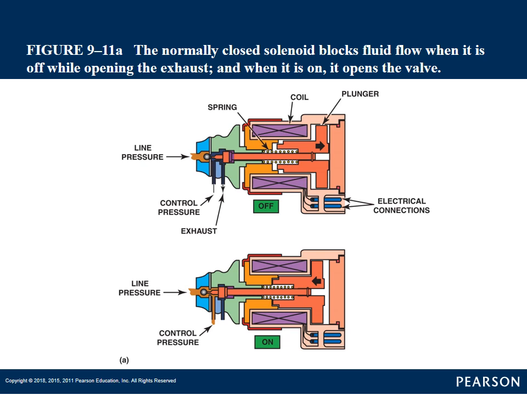As you can see, the top one is off. When it's in the off condition, the line pressure is not able to go through the solenoid and apply through the control side. But as soon as we energize it, it turns on and line pressure is able to go through the solenoid.